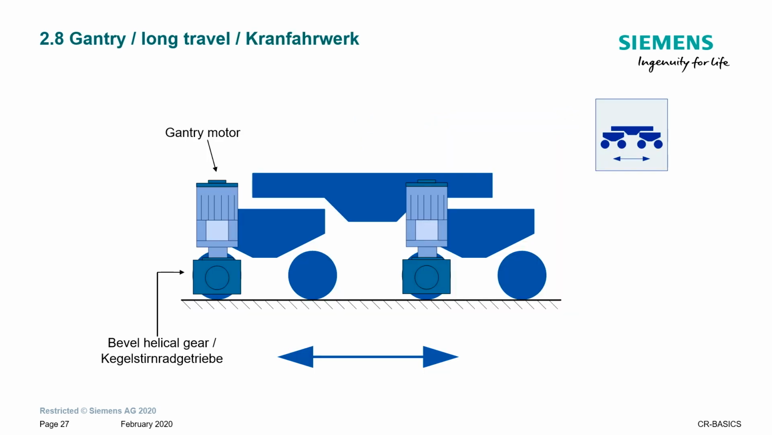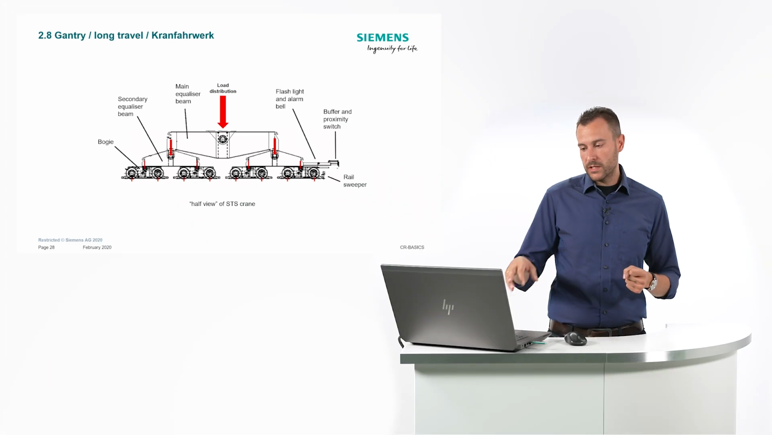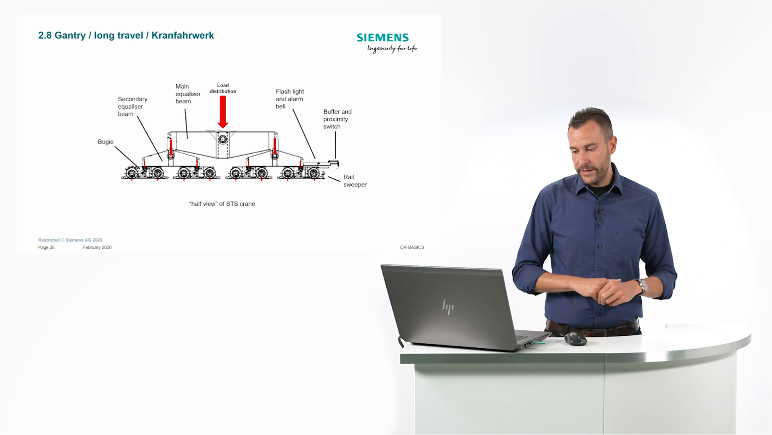For gantry travel or long travel, we need a gantry motor. Typically, we could use here a bevel helical gear, which means a Kegel-Stirnradgetriebe in German, to move the gantry forward or backward. What is also important to mention here is the load distribution. A crane is a very heavy machine, and with this load distribution, you can see here the equalizer beams bringing the load down, what comes from the top, onto the 8 wheels.